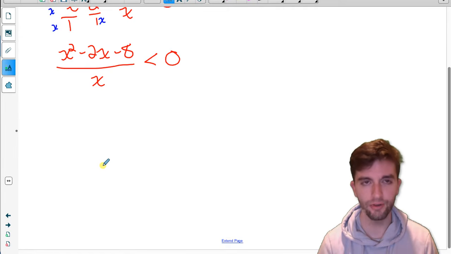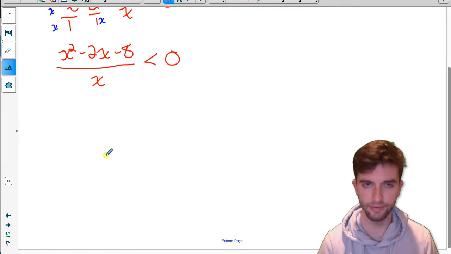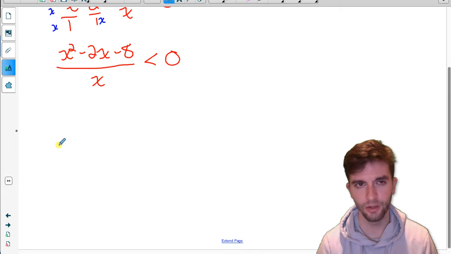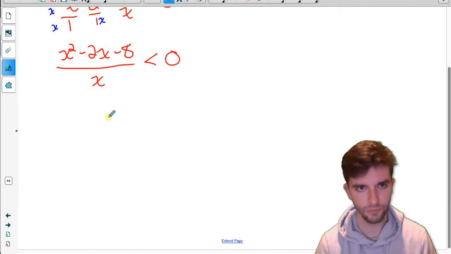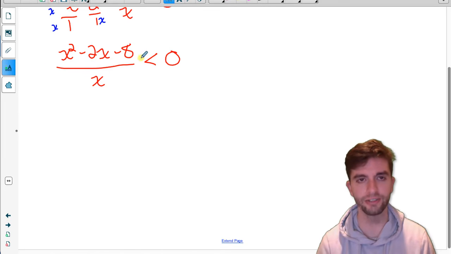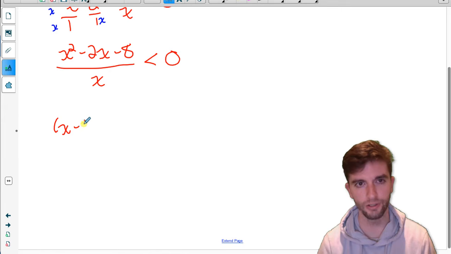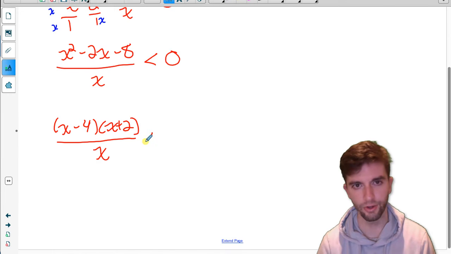So what we need to do now is figure out where it might switch from being positive to negative, and then test values within those intervals. So where might it switch? It might switch at x-intercepts or vertical asymptotes. So to find those, we should factor this numerator. So the numerator would factor to x minus 4 times x plus 2, because negative 4 and 2 are the numbers that multiply to negative 8 and add to negative 2. And this is all over x.